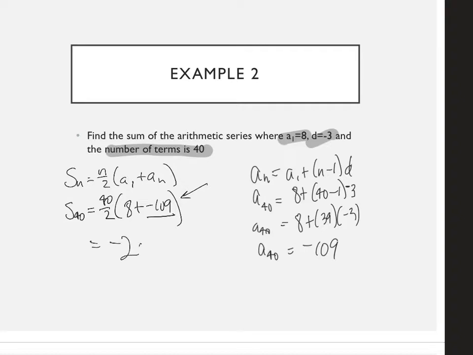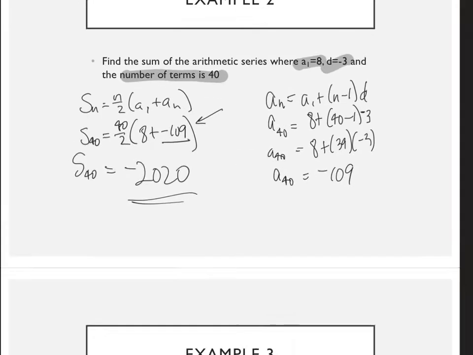is negative 2020. Wow, is that like social commentary or what? I do believe 2020 is pretty negative. Okay, anyway, not a funny joke.